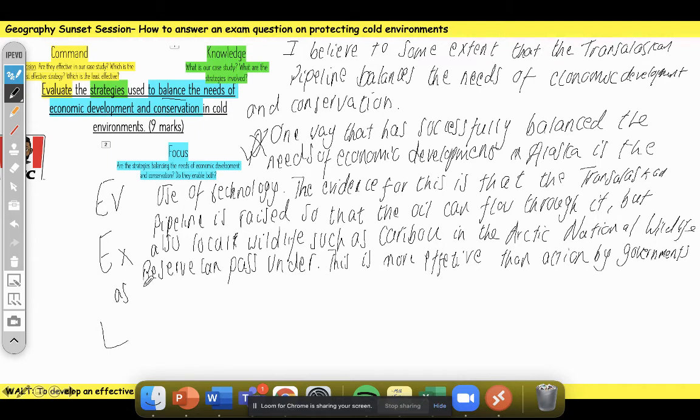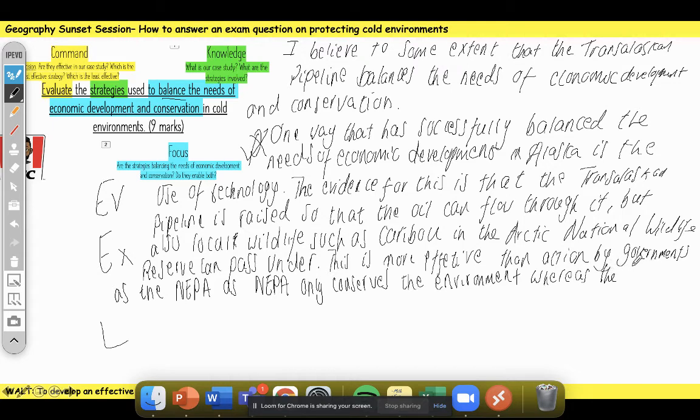As the National Environmental Policy Act, I'm just going to do it in shorthand because I'm running out of space, such as the NEPA, as NEPA only conserves the environment, whereas the flow of oil in the raised pipeline also allows economic development.